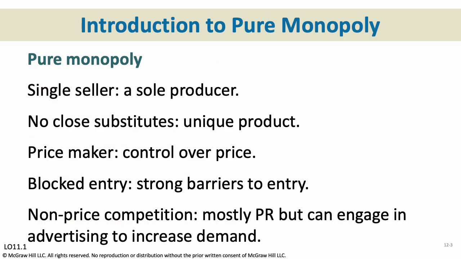So a pure monopoly is any time you have a single seller or a sole producer. So if you have one electric company you can buy power from, that's a pure monopoly. And there's no close substitutes. It's a unique product. You can't replace it with anything else. The seller has control over the price, therefore they're a price maker. Since they're the only game in town, they can price a product at whatever they want it to be.